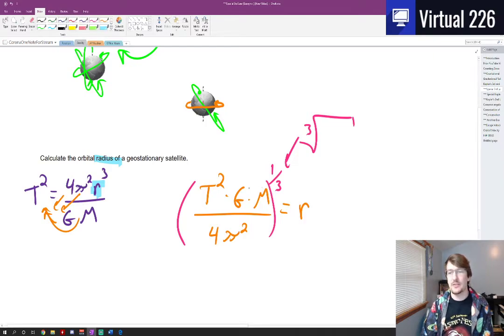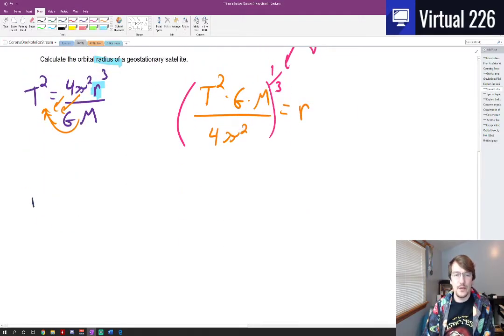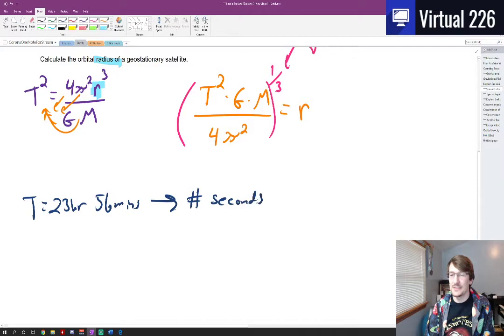The tricky part to this is while we may know the mass of the Earth as 5.97 times 10 to the 24th, we know G, 6.67 times 10 to the negative 11th, we know 4, we know pi squared. Our period was given in kind of a weird value. Our period was given as 23 hours, 56 minutes. And we don't want either of those units. We need to get this into some number of seconds, which means that we need to do a little bit of a conversion here.